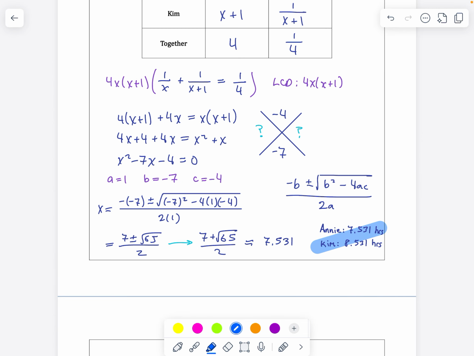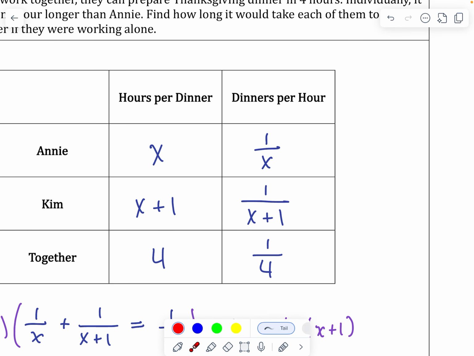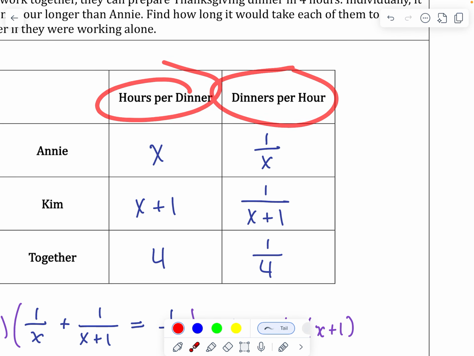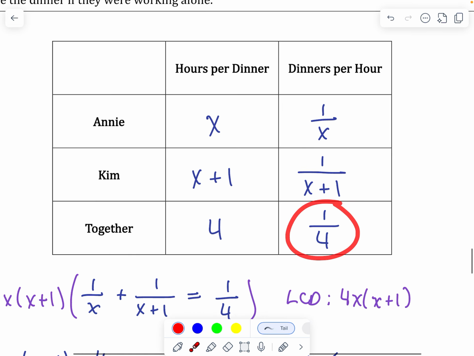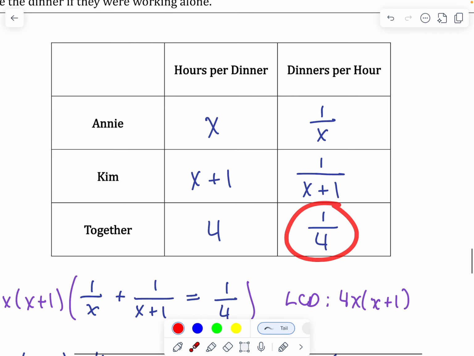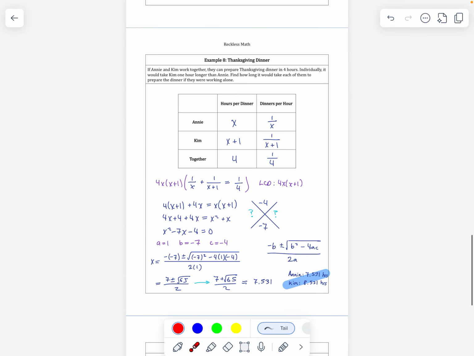So I think the weirdest part of this problem, again, is just going from hours per dinner to dinners per hour. I'm going to say it one more time: if it takes them 4 hours to complete one dinner, then they finish a quarter of the dinner each hour. That's what's happening here. So you reciprocate. All right, good. There's the whole thing.